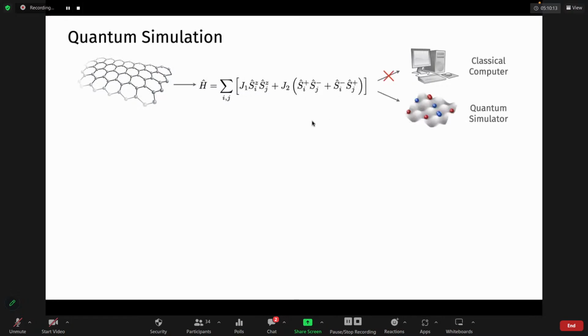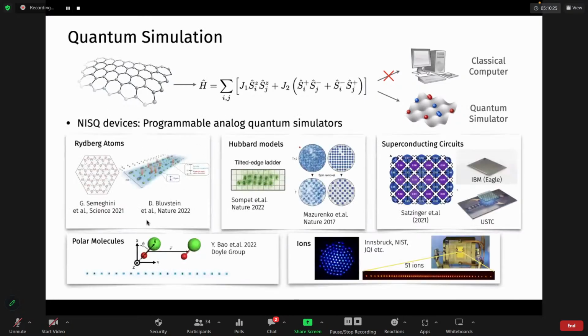But we know that sometimes this is too difficult, and we would rather like to design a special purpose quantum device that mimics the properties of this Hamiltonian in a controllable way. And this idea has now been out there for many years, and we are now in this era of programmable analog quantum simulators. We have seen very nice examples from Misha and Hannes of Rydberg atoms, but we also have Hubbard models with fermionic atoms in lattices, polar molecules, trapped ions, and we have recently seen also very impressive results with superconducting circuits. And you can now ask the question, why are these systems interesting?